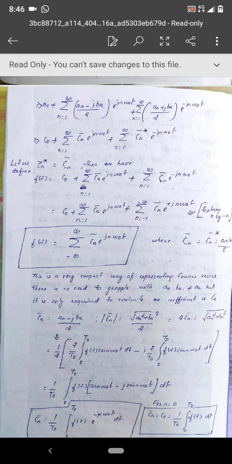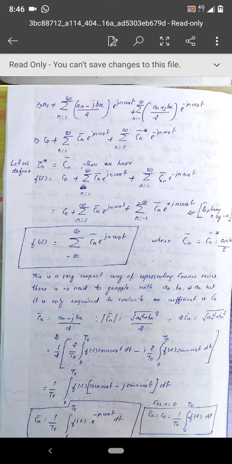I had made a statement earlier when I described the Fourier series in sine functions. We represented root of an square plus bn square as 2 Cn bar, and I told you then that I'll describe that a little bit later. This is the reason, that is, 2 Cn bar is equal to root of an square plus bn square.